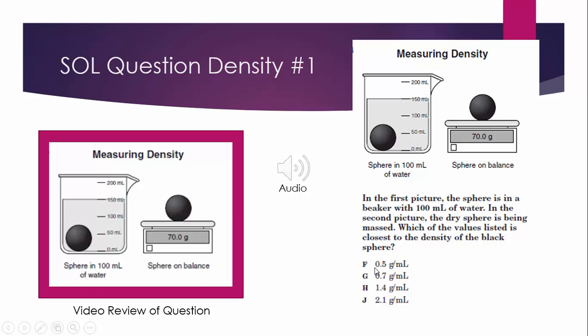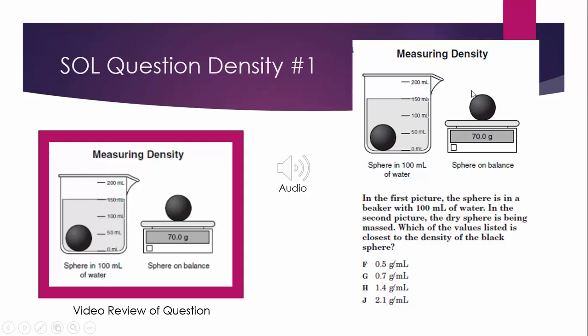In this question, you're being asked to determine the density of the glass sphere. You need to keep in mind the density formula. Density equals mass divided by volume. When you look at the balance, you see that the mass of the sphere is 70 grams.